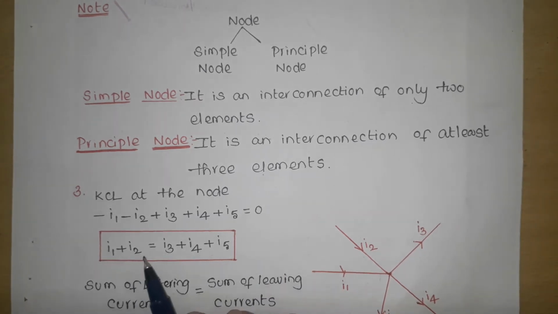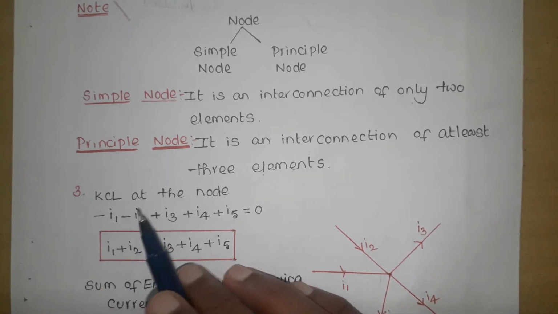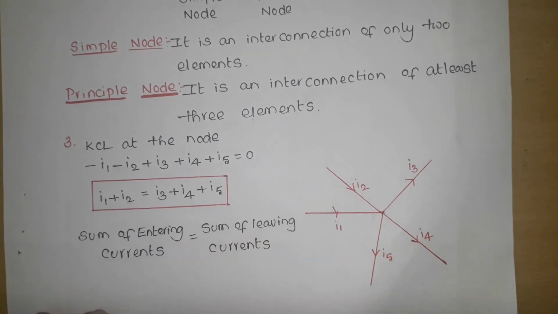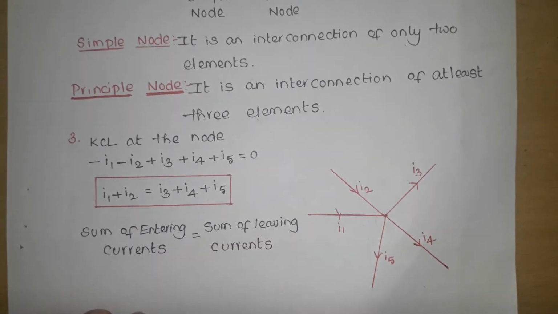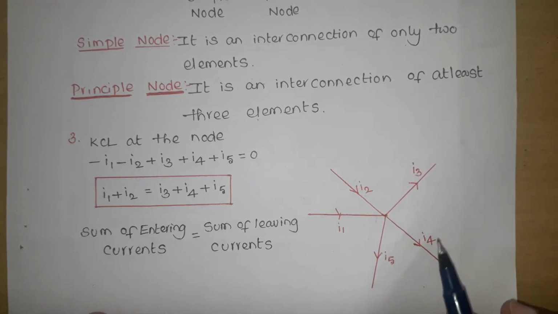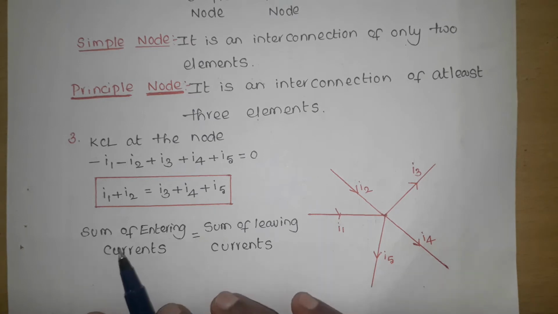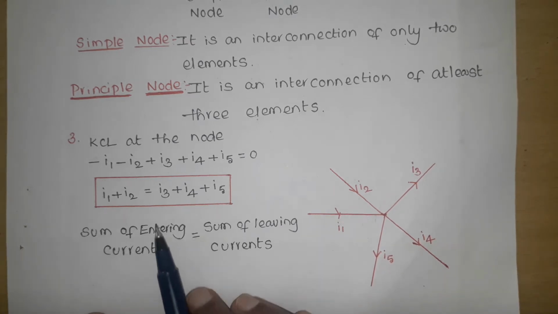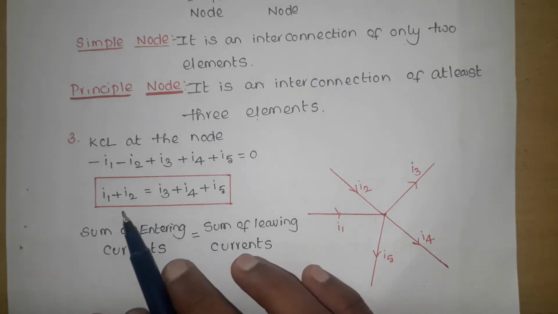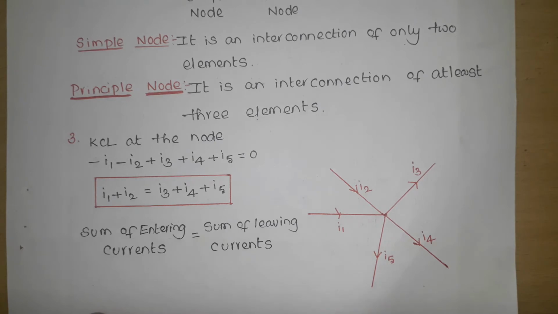If you rewrite these terms, taking minus I1 minus I2 to the other side, I1 plus I2 equals I3 plus I4 plus I5. Here I1 and I2 are the currents coming towards the node, and I3, I4, I5 are leaving currents. So the sum of entering currents equals the sum of leaving currents.